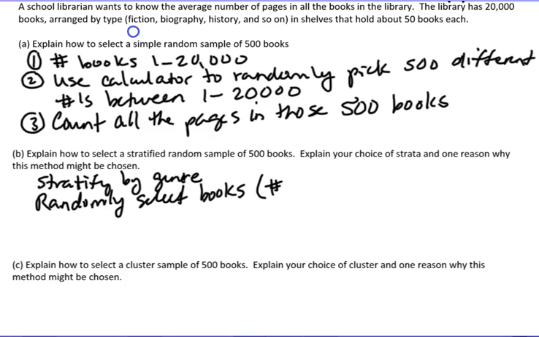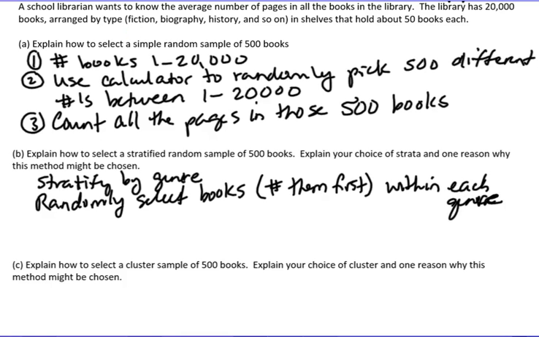You'd have to number them first within each genre. And then once you had all of the books, you would count all their pages and average them and so forth, the same thing. Your choice of strata has to be based on how many pages the books have. If it's not based on that, then there's no sense in stratifying. Once again, though, you're still having a lot of books scattered all over the library, and it still seems like it would be kind of a pain to do.